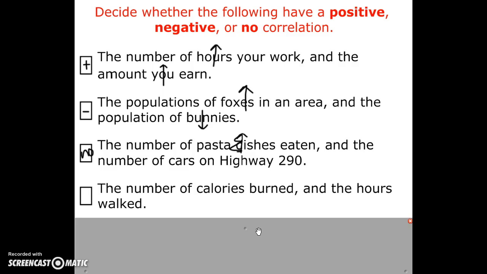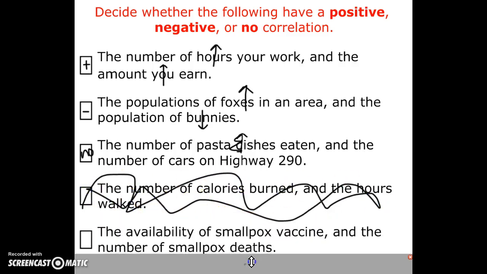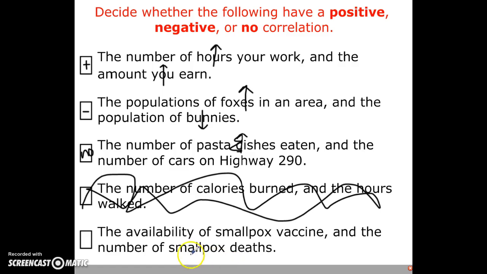The number of calories burned and the hours walked. That one's written backwards anyway, so we're not going to use that one. And the availability of smallpox vaccine and the number of smallpox deaths. When the smallpox vaccine became more available, the smallpox death went down. So that would be a negative correlation.